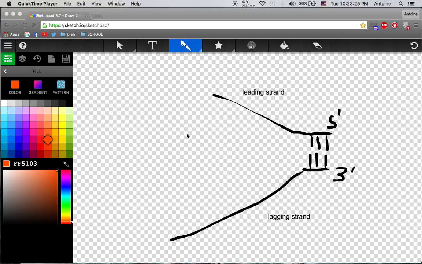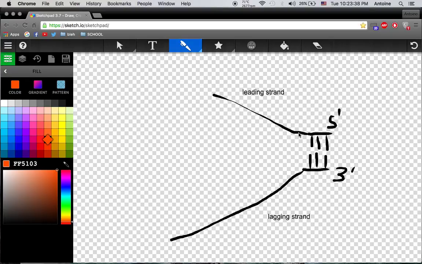Okay, so DNA replication, we have the leading strand and the lagging strand. And first of all, we have the helicase here, right here, that breaks off the H bonds going this way, and then we get the leading strand and the lagging strand.